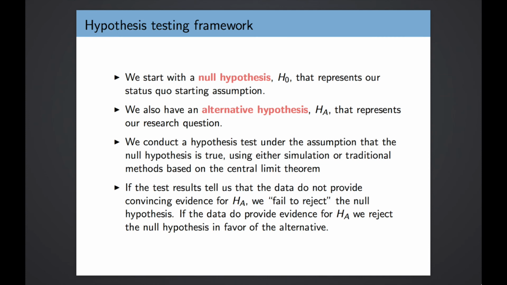So if the test results tell us that the data do not provide convincing evidence for our alternative hypothesis, we are going to fail to reject the null hypothesis. Now, you should note that we don't accept the null hypothesis, we just fail to reject it. We have the starting assumption and we see if we have evidence to move away from that assumption or not. If the data do provide evidence for our alternative hypothesis, then we can reject the null hypothesis.